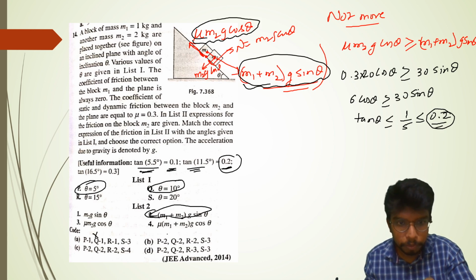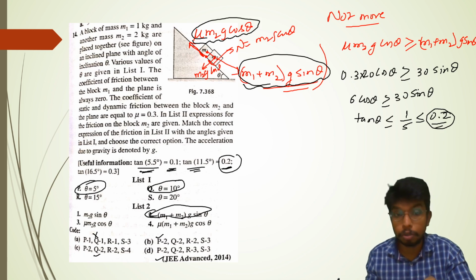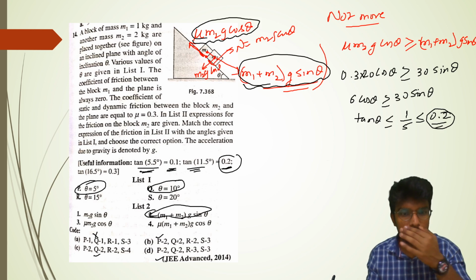P1, no. P2, Q2, this can be an option. Okay, now A is rejected. I have B, C, D.